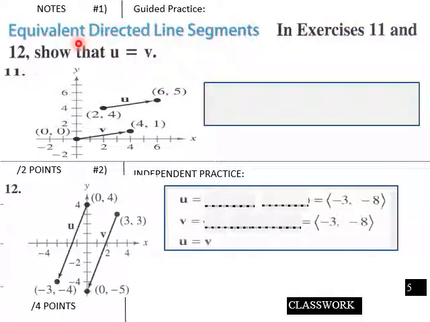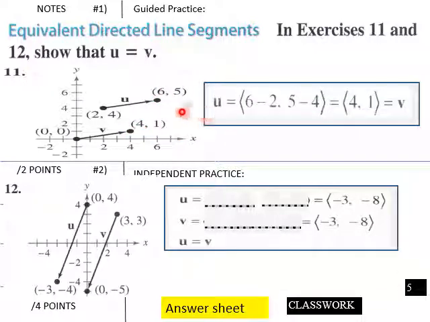Okay, going into our next guided practice here. Let's see here, show that U equals V. That's for down here. Number 12 is down here, and number 11 is right here. In 11 and 12, show that U equals V. So we have U here, and then we have V here. So how are we going to show that U equals V in this situation? This has an origin at (0, 0). And then up here we have an origin at (2, 4) and an endpoint at (6, 5). And up here an endpoint at (4, 1).